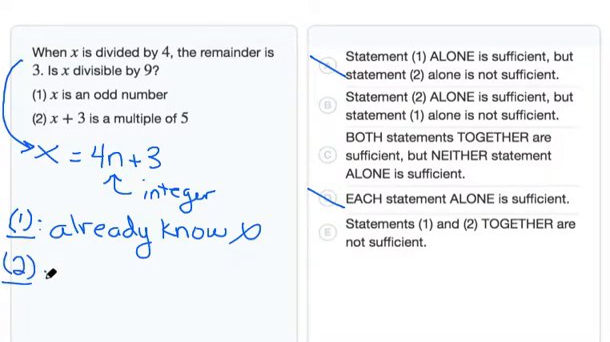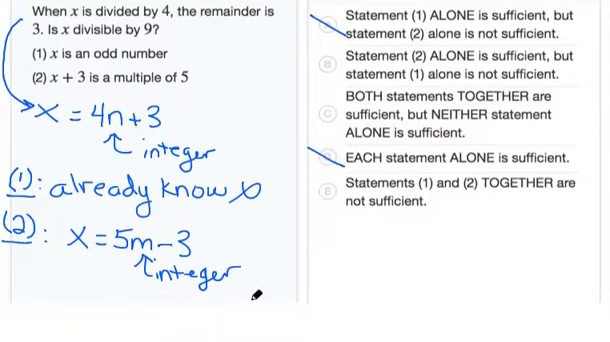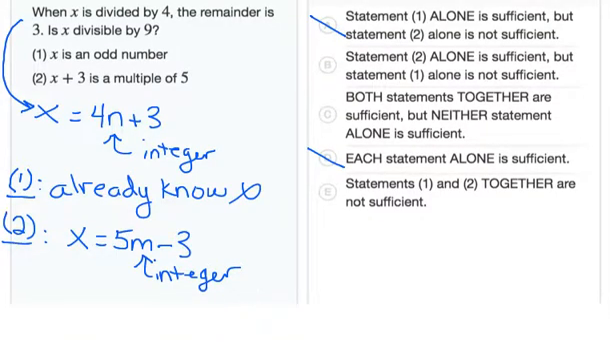Let's consider statement 2 alone. Statement 2 says x plus 3 is a multiple of 5. If we interpret this the same way we did our question information, x plus 3 being a multiple of 5 means that x is equal to 5m minus 3 for some integer m. Now, x might be divisible by 9, or it might not. Let's look at some test cases.